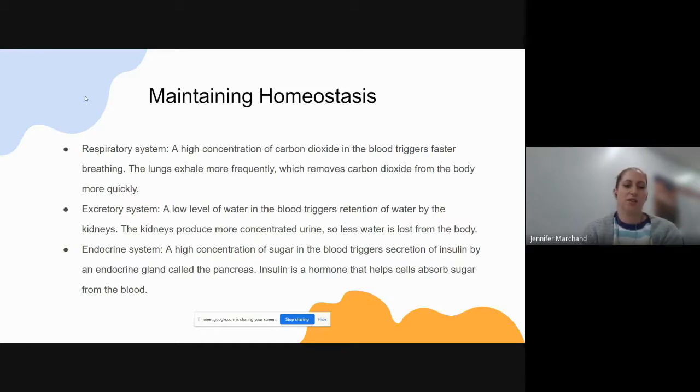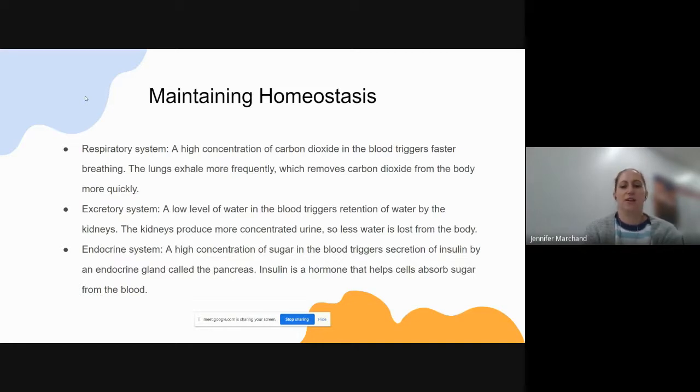In the excretory system, if there's too much water, then the blood triggers retention of water to the kidneys, and the kidneys produce more urine, and then you have to use the restroom, and that's how we remove water from the body.